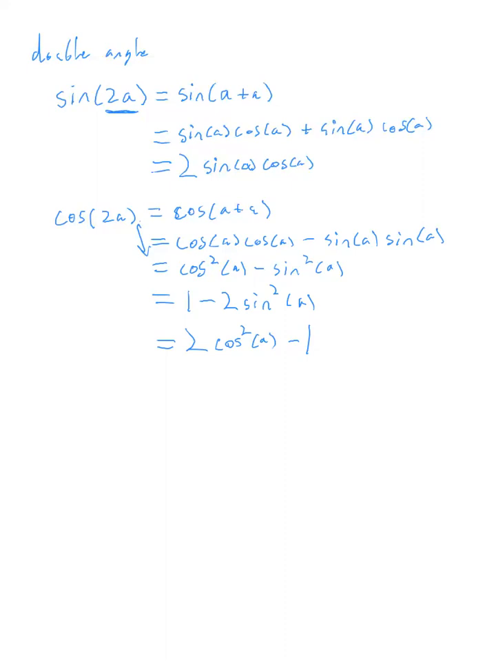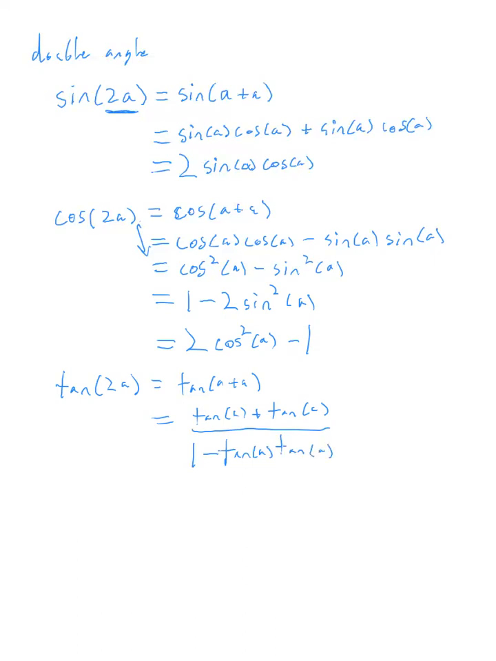Very good. Now we can do the same kind of approach with tangent of 2A and see this as an instance of our angle sum, and see that's tangent of A plus A. So this is equal to tangent of A plus tangent of A over 1 minus tangent of A times tangent of A. And adding tangent to itself is the same as 2 times tangent of A, where multiplying tangent by itself we can write as tangent squared of A. So these are our double angle formulas for sine, cosine, and tangent.